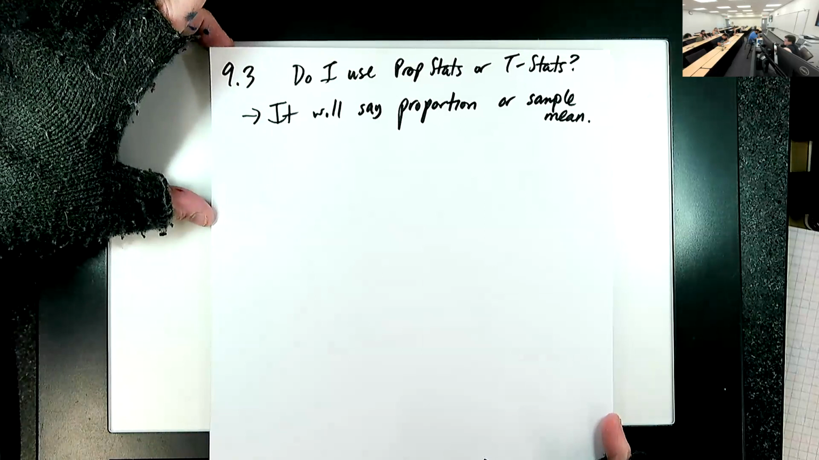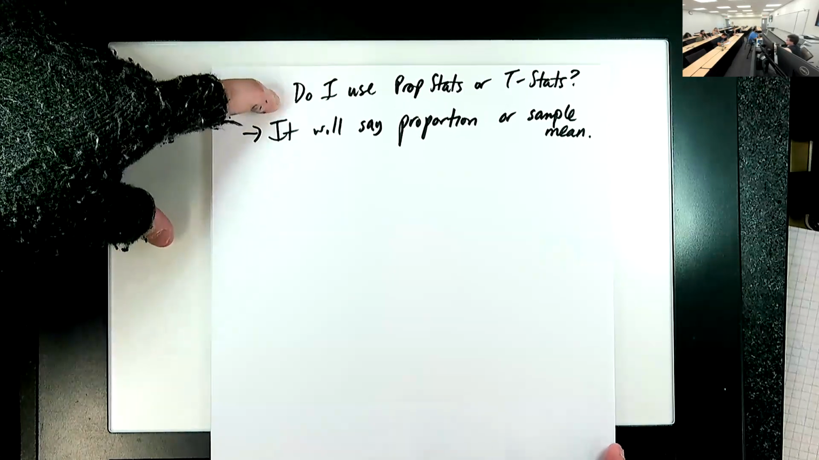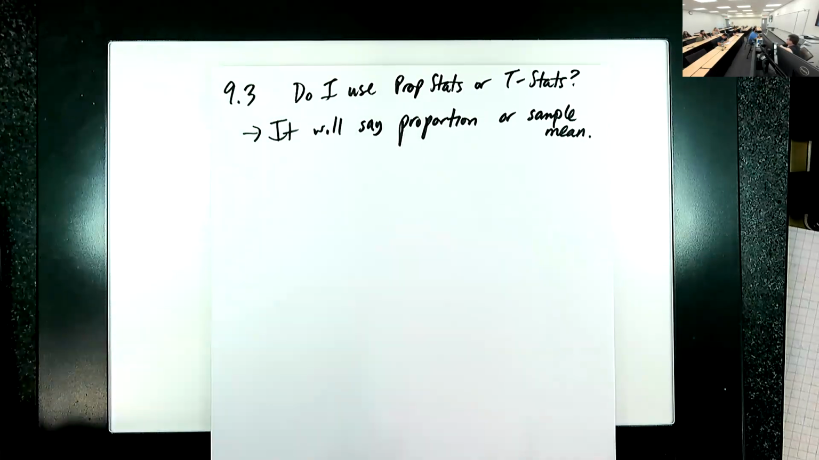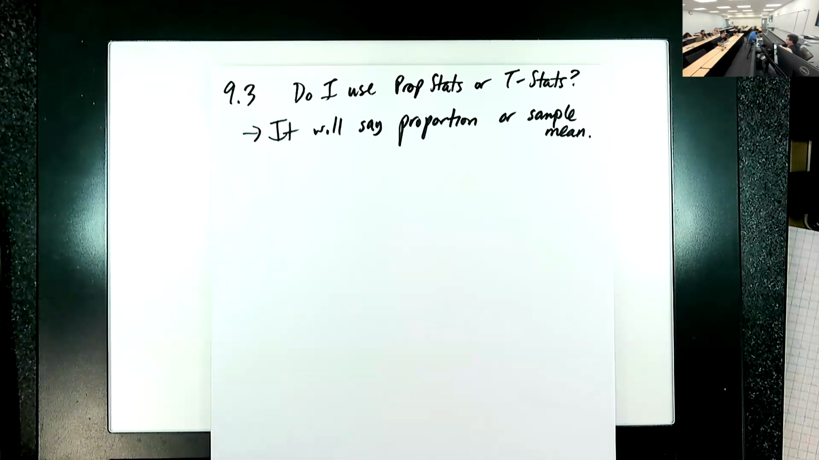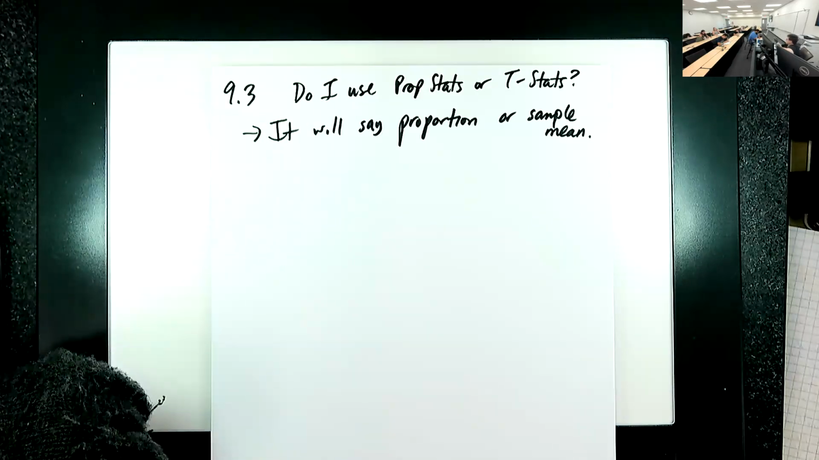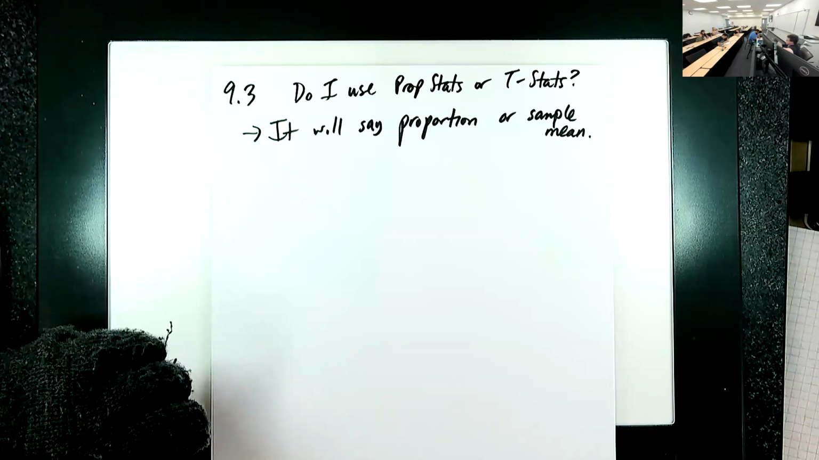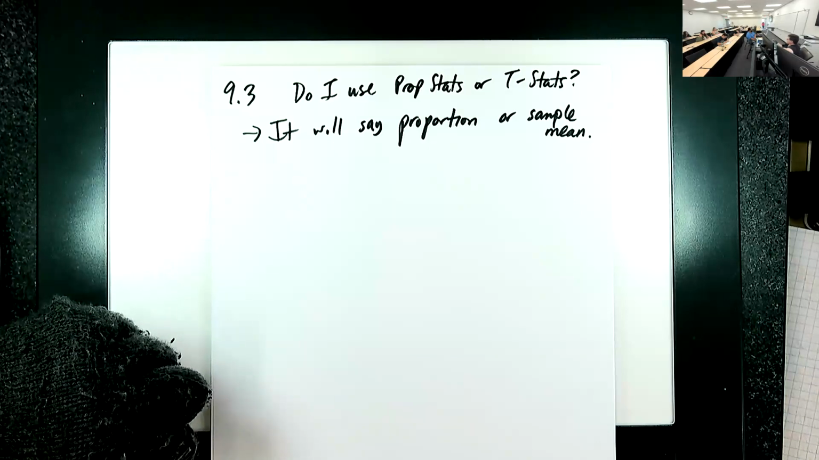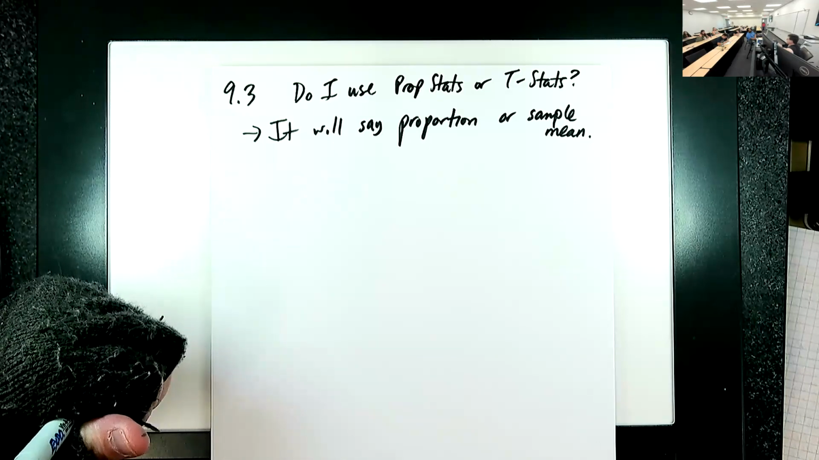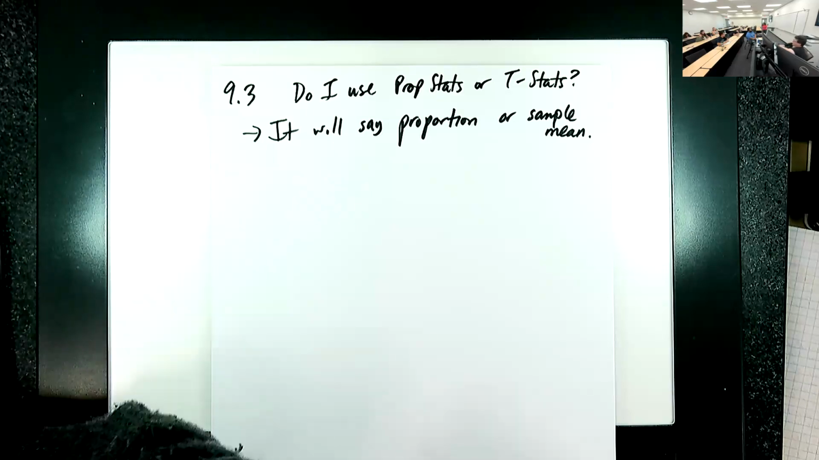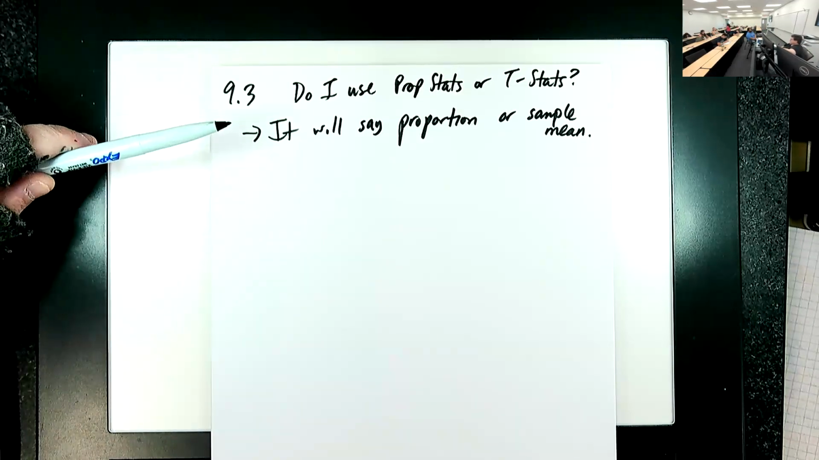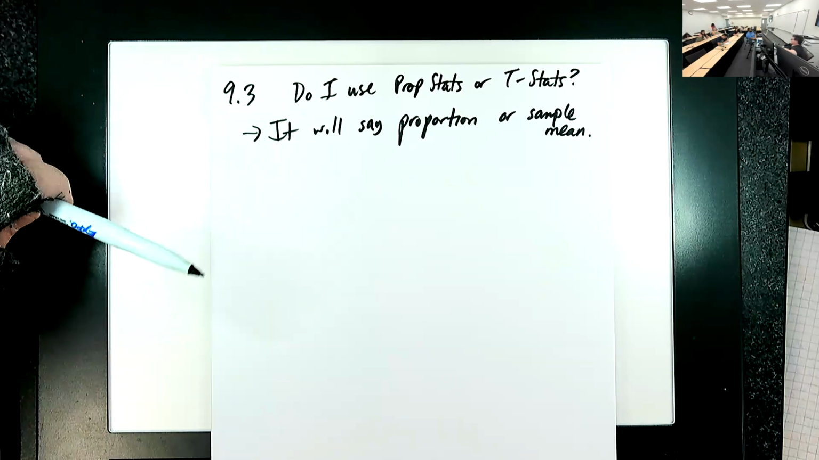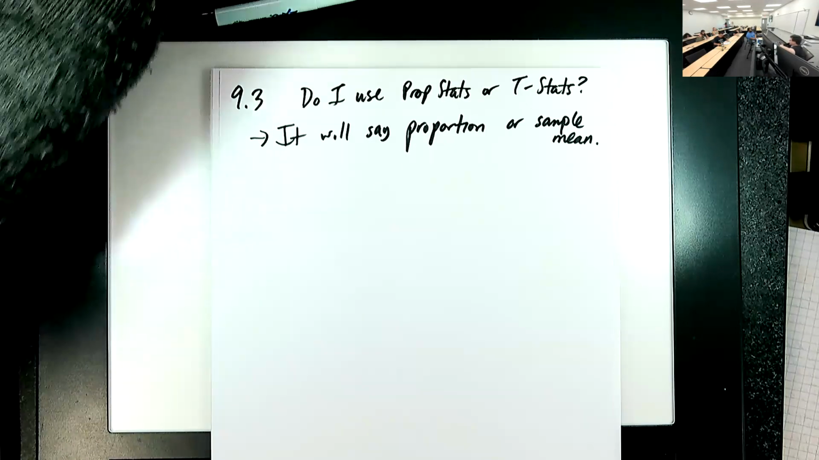Wait, what's 9.3 again? This is what the header says: which one do I use? There's nothing new. It's just, if you're reading a word problem, how do I pick? Does that make sense? When you're doing 9.1, you know it's all proportion stuff. When you're doing 9.2, you know it's all t-stat stuff. But on a test, it's not labeled for you, so what do you look for? If it says proportion or sample mean, it's a dead giveaway. But if it doesn't, you can look for other things like this.